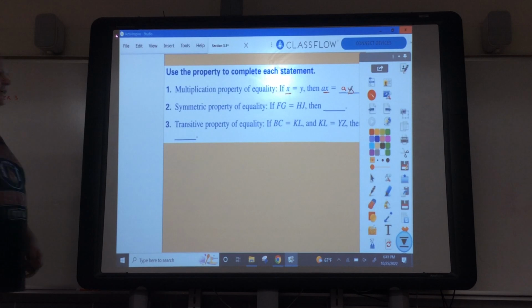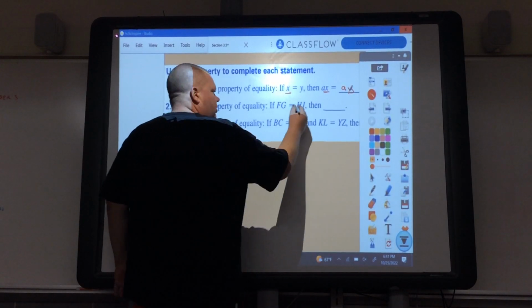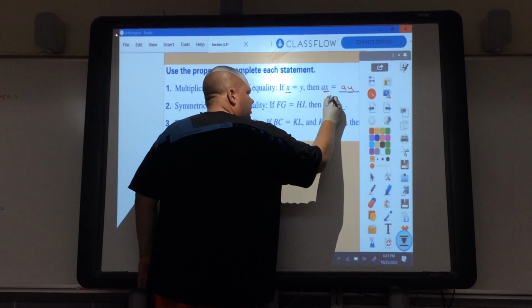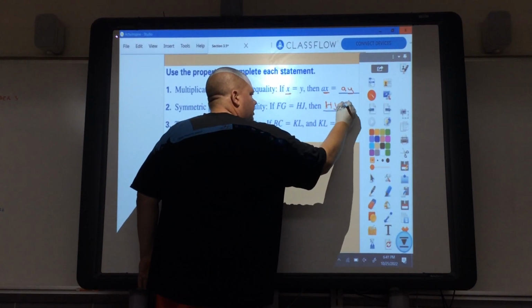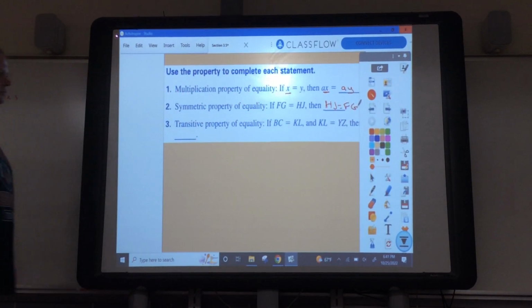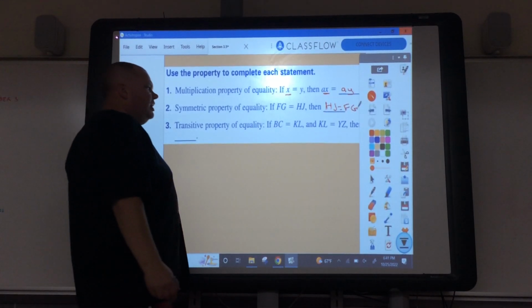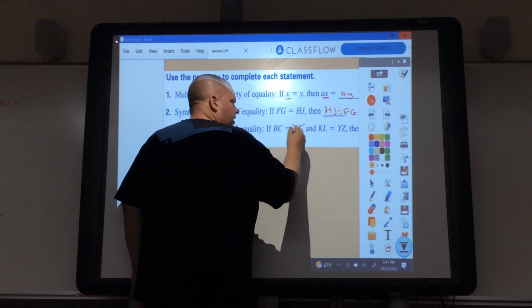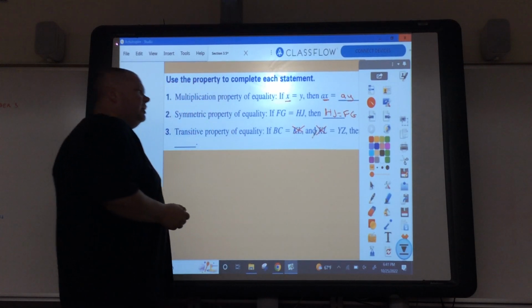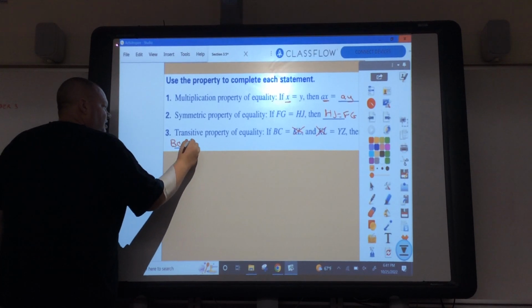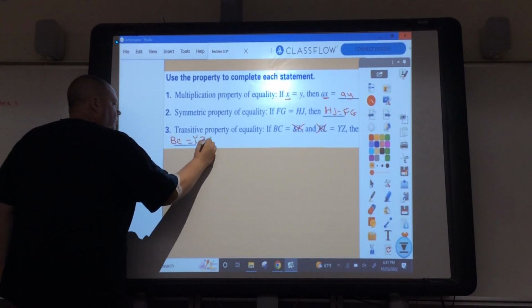The symmetric property: if fg equals hj, remember we're going to switch your order, because the symmetric property is a switch. So hj equals fg. And then finally, the transitive property says if bc equals kl and kl equals yz, then what? So what you're really looking at here is just like this law of syllogism we talked about yesterday. The KLs are going to disappear because they show up in both of our equality statements, and BC is going to equal YZ.